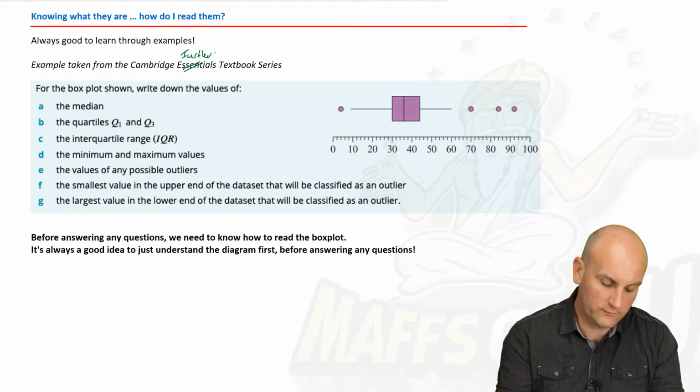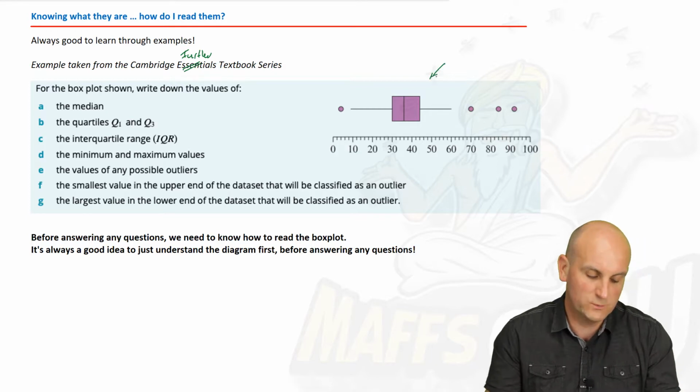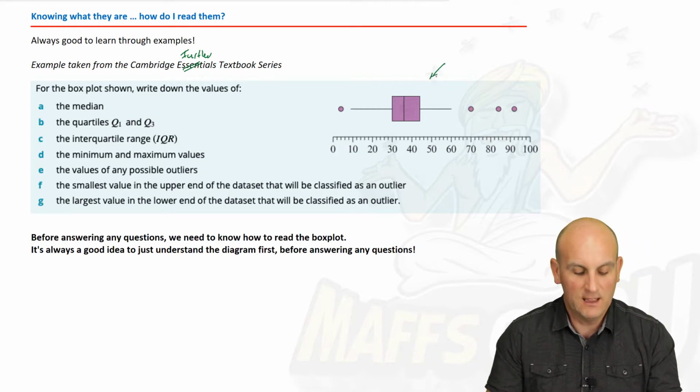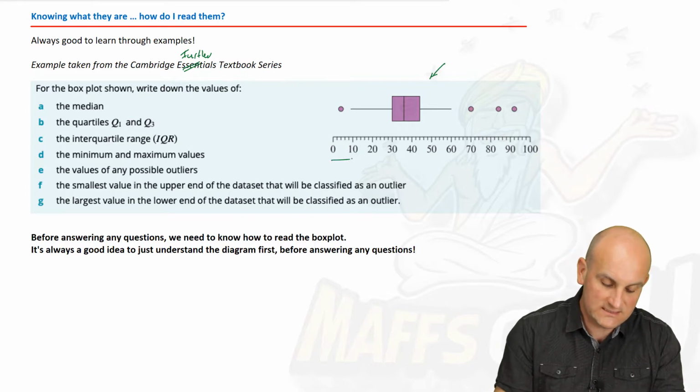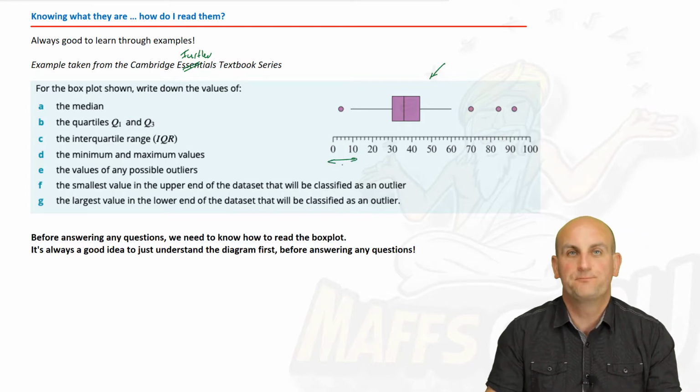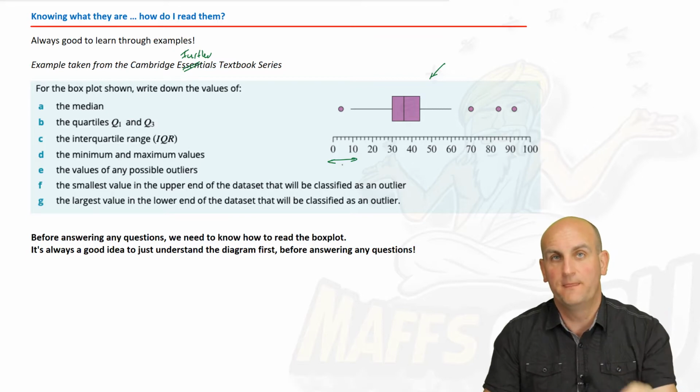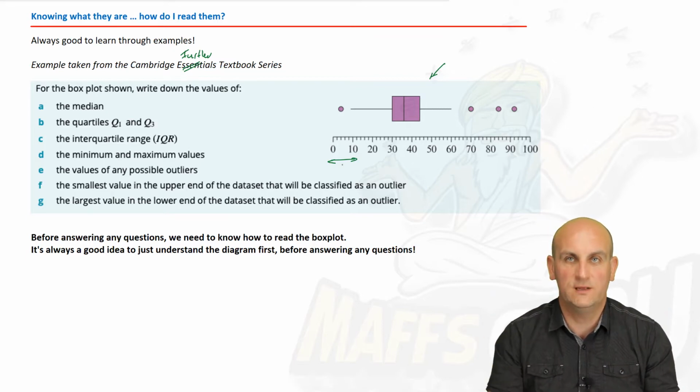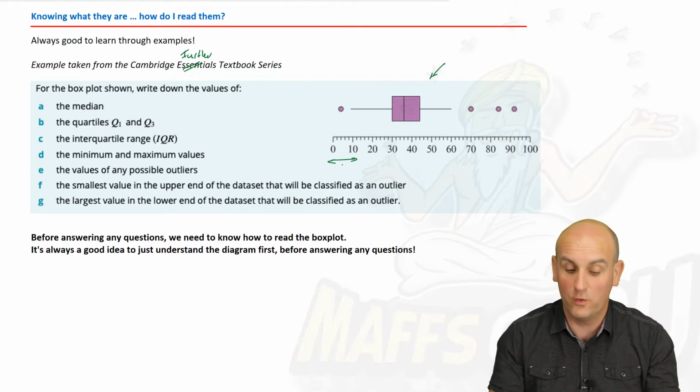So, we have a box and whisker plot shown here, and it says, write down the values of the median. Now, before we go any further, it's so important to know what that scale is. It's obviously going up in tens. But how many divisions are there between each of those? If you count, you'll find that there are 5 gaps, so each of those gaps must stand for 2.